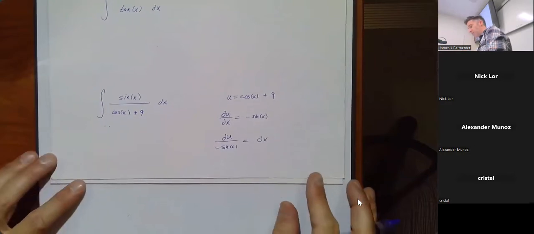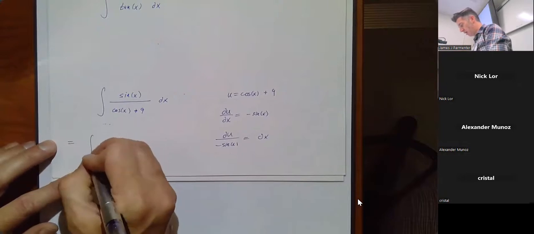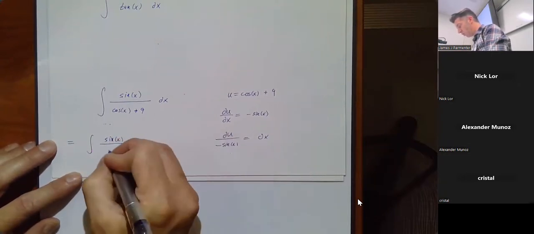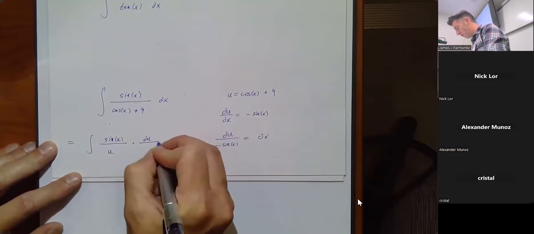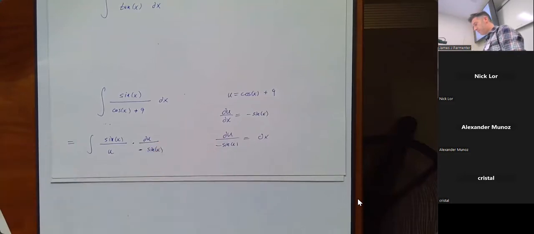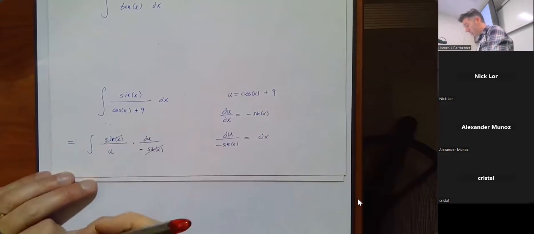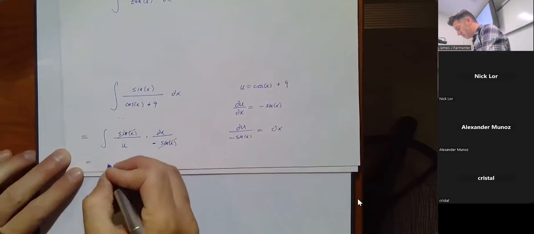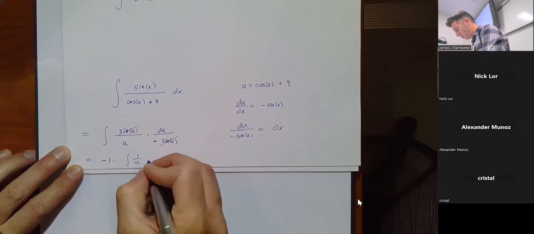Since I'm low on time, I'm going to do it all at once, even though usually I wouldn't. So I'm going to write this as the integral of sine of x over u times my dx, which is du over negative sine of x. The sine of x's cancel. The -1 comes out in front. So I'm going to write this as -1 times the integral of 1 over u du.